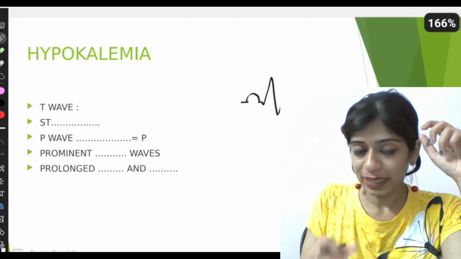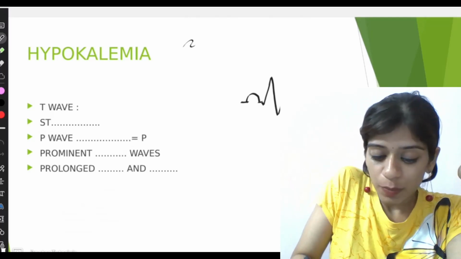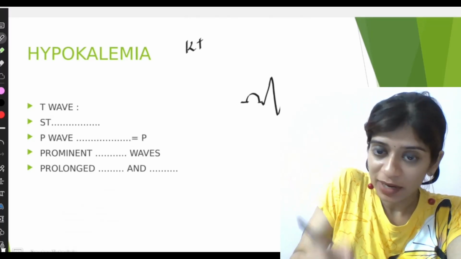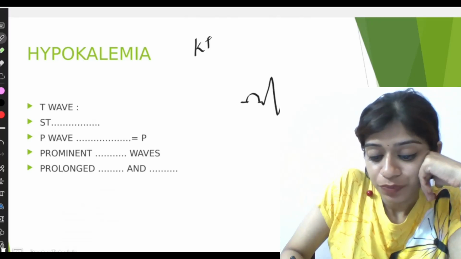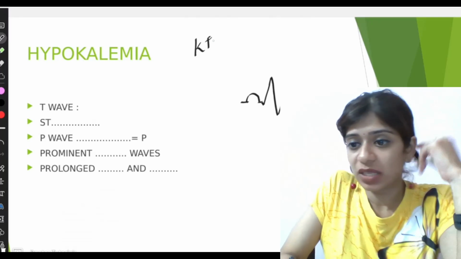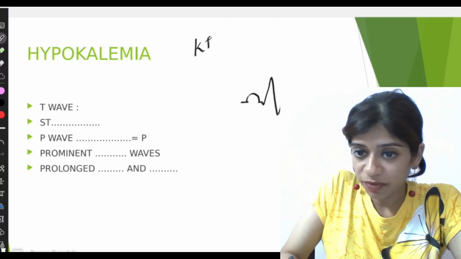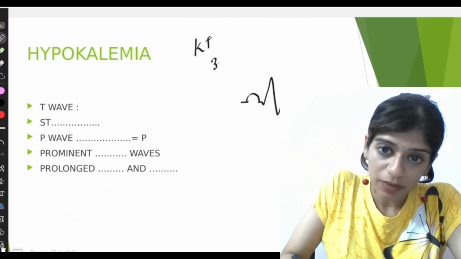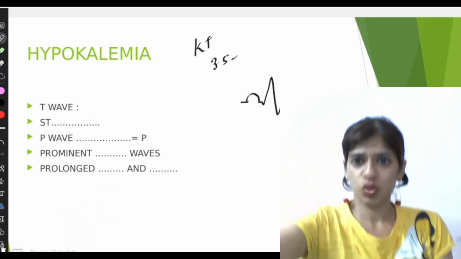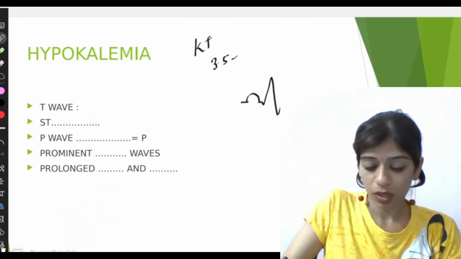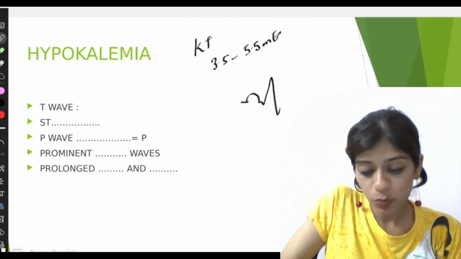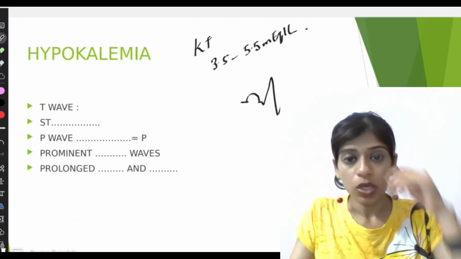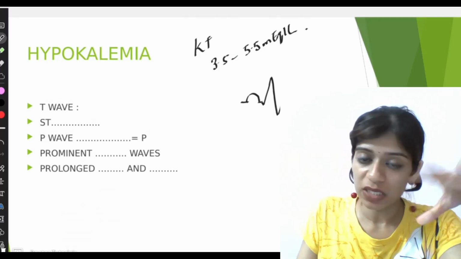Hypokalemia is when the potassium level is low. What is the normal potassium level in the body? That is 3.5 to 5.5 milliequivalents per liter. That is the normal potassium level in the body.